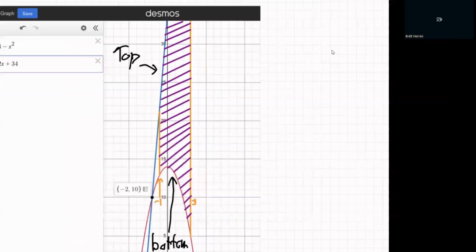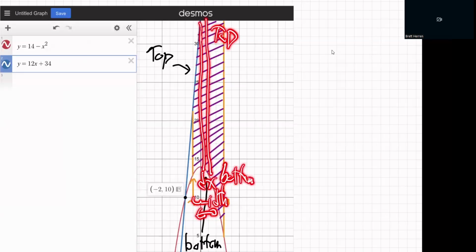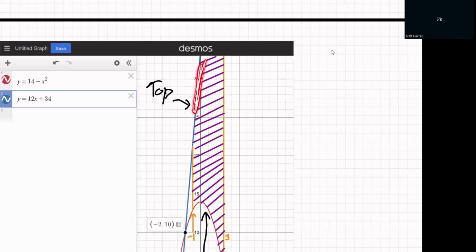You can see it right here, right? If I put in a rectangle right here, boom, boom, the width of that rectangle is dx. That's how wide it is. And the height is the top minus the bottom. That'll give you the height, right? That's how you find out how high something is, top minus bottom. So we're going to take the line that's on the top minus the parabola that's on the bottom.